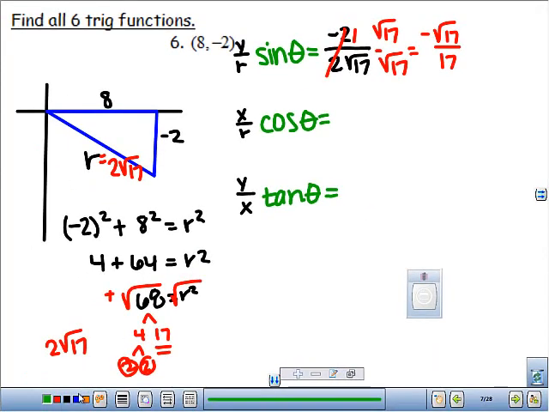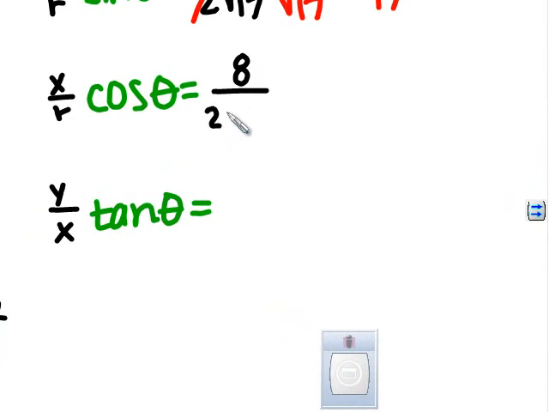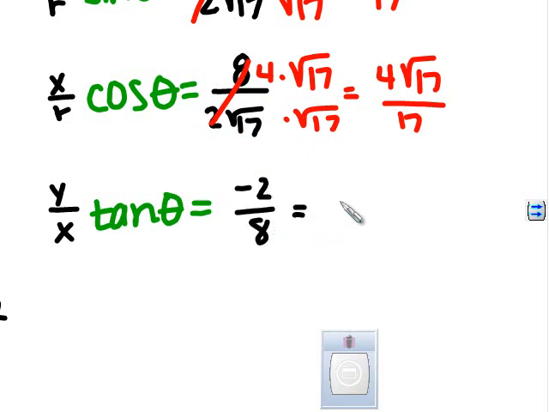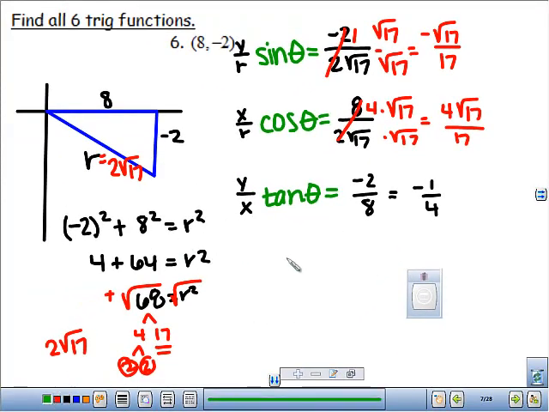And then for cosine, it won't be the same this time. This isn't isosceles anymore. It'll be 8 over 2 square root of 17. 8 divided by 2 is just 4. And I need to rationalize the square root of 17. So 4 square root of 17 over 17. Tangent, y is -2, x is 8. Reduce this, -1/4. And then of course you need to do your reciprocals.